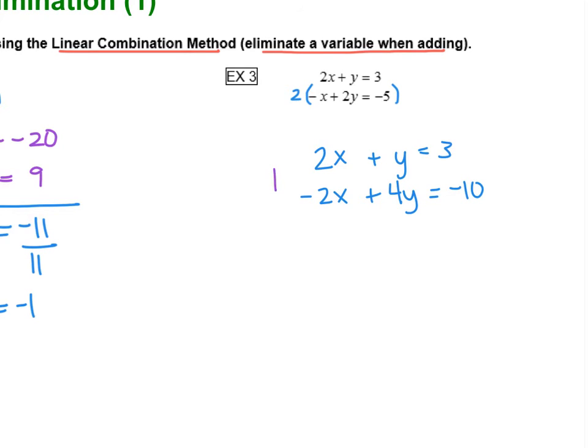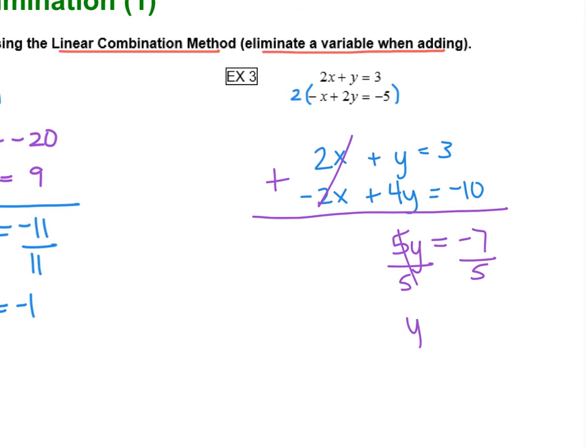All right, now when we go to add the equations together, 2x plus -2x cancels, equals 0, so it's gone. y plus 4y is 5y, equals 3 plus a -10 is -7. All right, so this seems a little bit weird. That's okay. It just means we're going to get a fraction for our answer. It's not a big deal. So divide both sides by 5, y equals -7/5.